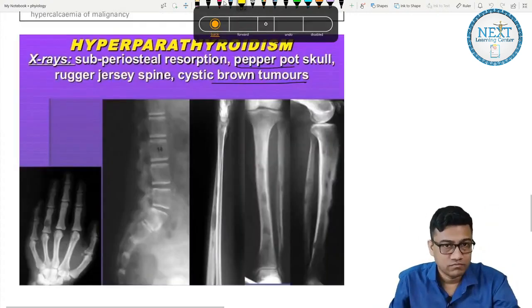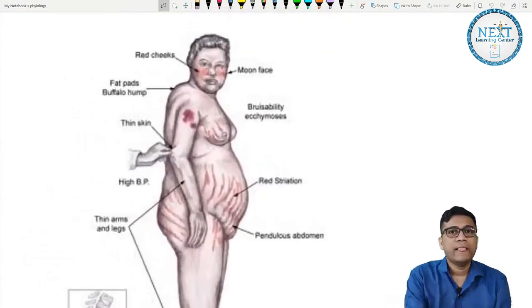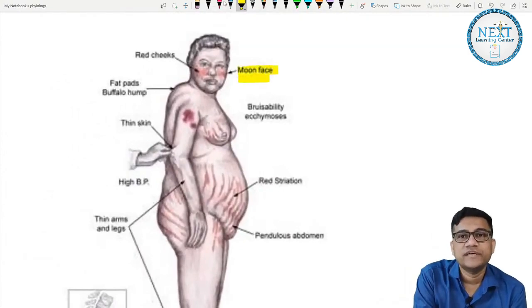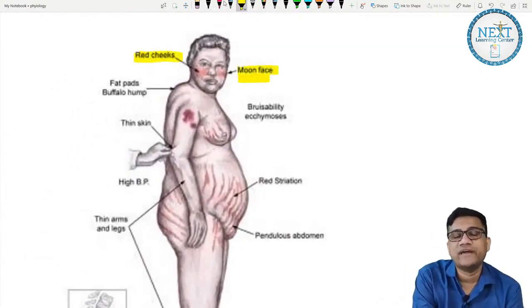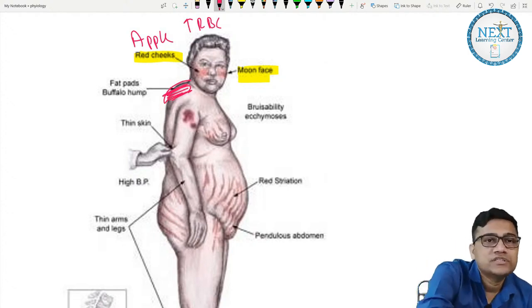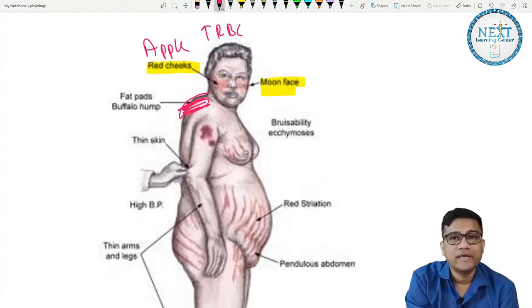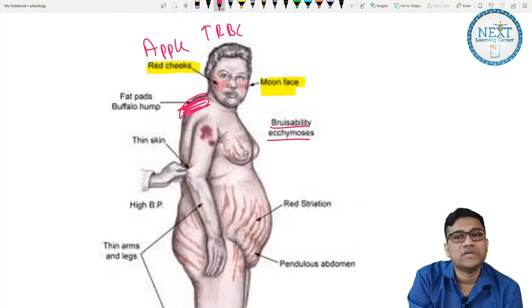Okay, so let me show this picture. Yes, so can you see, first there is moon face, moon face with red cheeks. Why? Because of what? Apple red cheeks, people say apple cheeks. Why? Because of increased RBC. Then there is buffalo hump. Can you see this buffalo hump? So this is the fat pad or buffalo hump or camel hump.